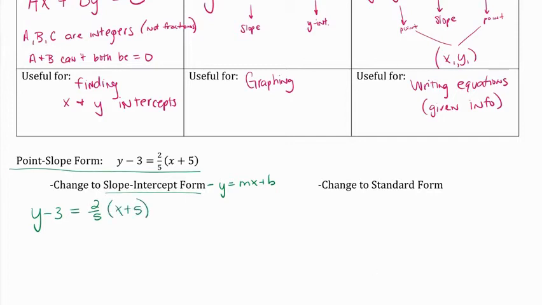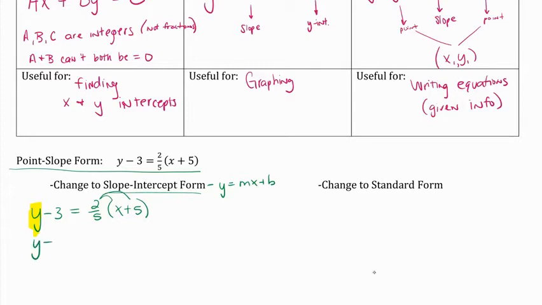And if I want to get that in slope-intercept form, I need to get this y over here to be completely by itself. So I need to get rid of that 3. But before I add 3 over to this other side, I need to get rid of those parentheses. So I'm going to start by distributing the 2/5.